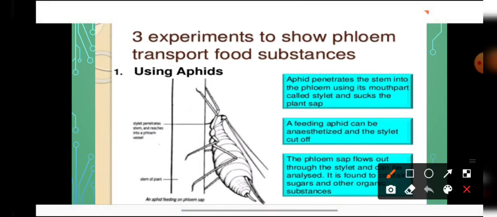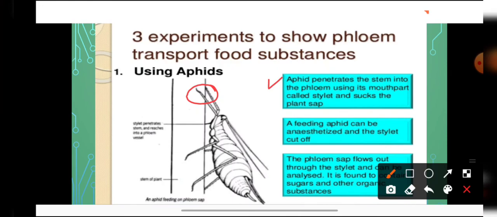Now students, next is using aphids. So using aphids also it is shown that it is the phloem, because the aphids penetrate the stem into the phloem using their mouth parts called stylets. So stylets can pierce the stem up to the phloem and it sucks the plant sap. So a feeding aphid's stylet is cut, and from that cut stylet, the phloem sap starts flowing out.